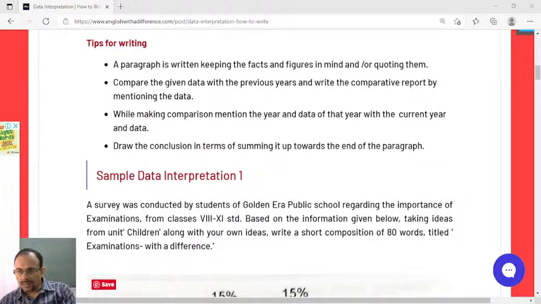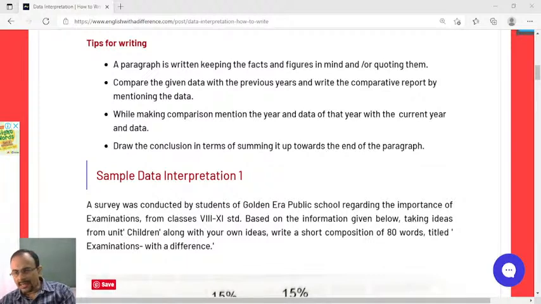Asmita asks, will there be any word limit? Yes, it's a 50 word interpretation, data interpretation, or 50 word write up. Nandini also asks, is data interpretation similar to analytical paragraph? Yes, data analytical. It's also called data analysis.